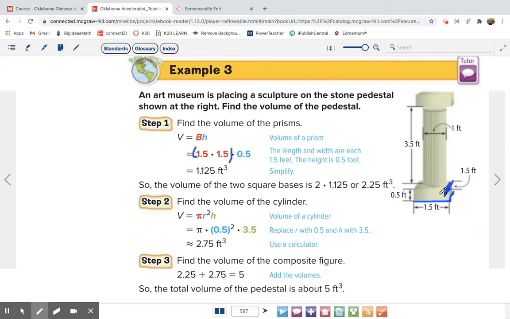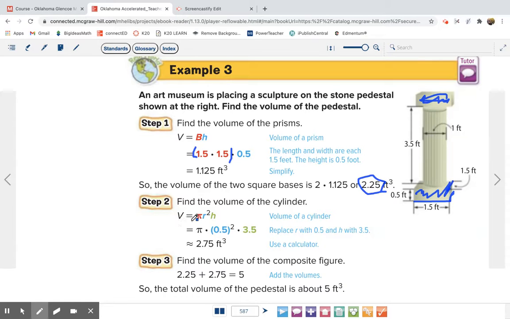That is just this bottom. Well, if we notice, there's two of those. So we can multiply all of that by 2 here, or just wait till you get your answer. So when we do that, the volume of two of them is 2.25, so that's the top and the bottom of that. So now we find the volume of the cylinder.